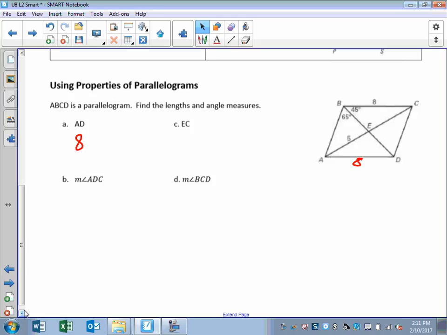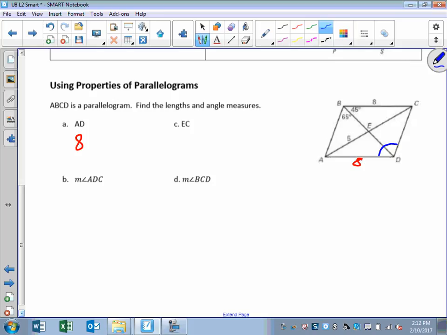For B, we have the measure of angle ADC. So if we look at ADC, we're talking about this whole angle right here. And we know a couple things about the angles of a parallelogram. The most important is that the opposite angles are congruent to each other. So that's how we're going to find ADC.